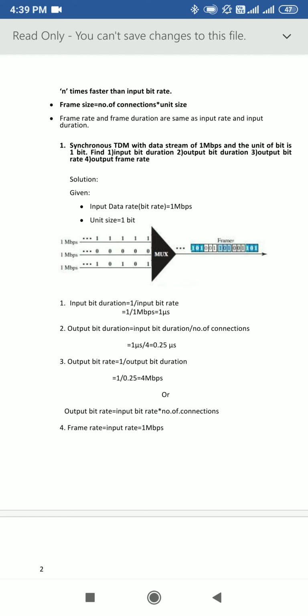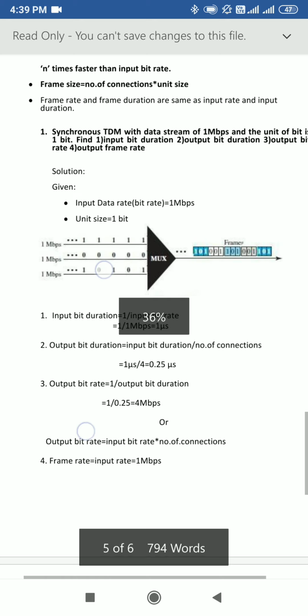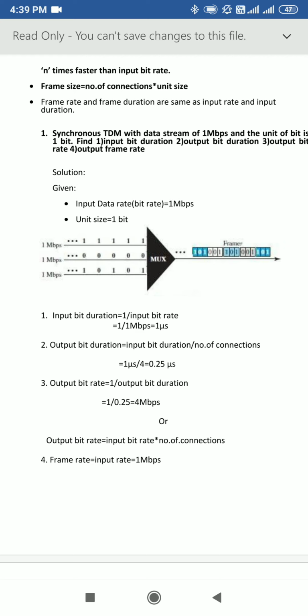They asked about bit duration. So bit duration is always the reciprocal of bit rate. Hence input bit duration is 1 divided by input bit rate. 1 divided by 1 megabit per second will get the result as 1 microsecond.